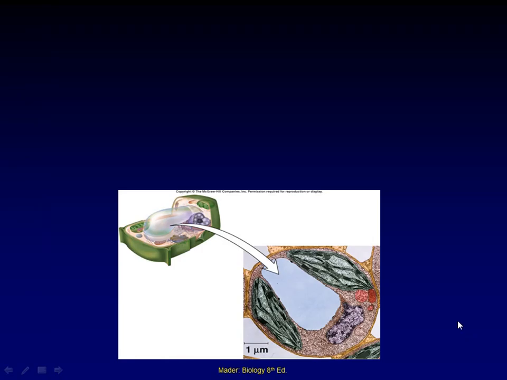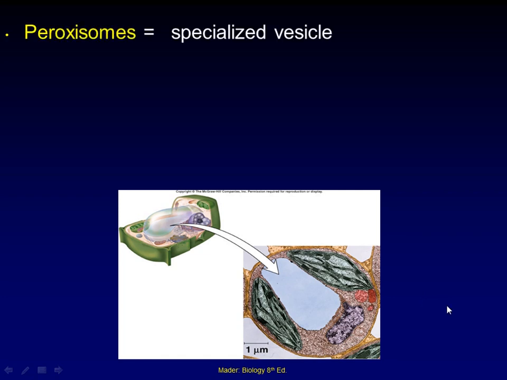Couple of other organelles that do not participate in the endomembrane system but are very, very similar. Peroxisomes are specialized vesicles, very similar to lysosomes. They contain enzymes, but they are very cell-specific. They usually associate peroxisomes with the liver and hydrogen peroxide.